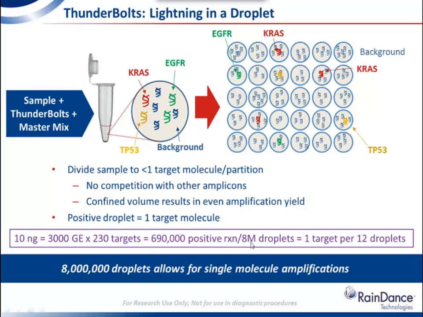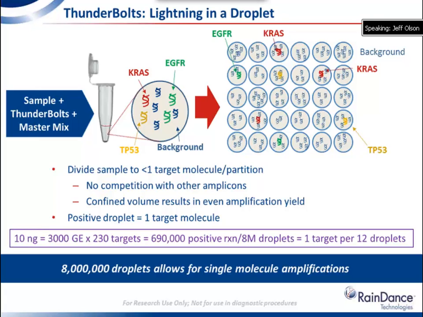That gets divided up into 8 million droplets. You end up with a 1 target per droplet ratio which gives you true digital PCR. Essentially, all the target molecules are in droplets by themselves. Other technologies that have a lower ability to generate compartments are not able to do this.